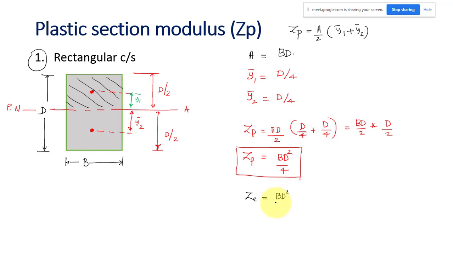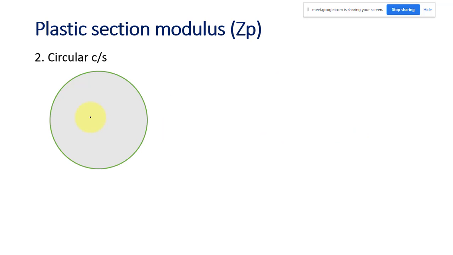B D square by 6. Yeah. So this is the plastic section modulus for a rectangular section. So very simple. So let us go to the next, the circular section.